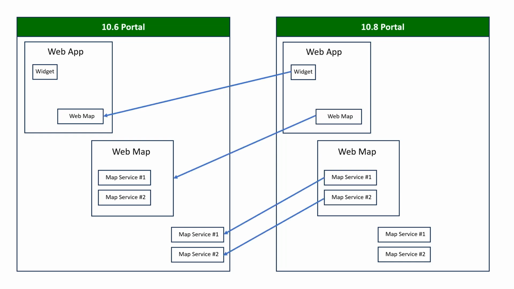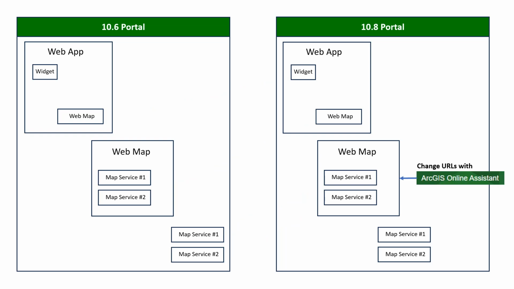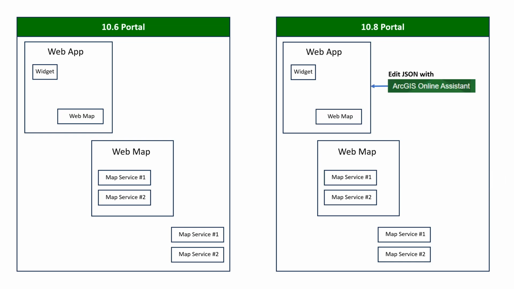The problem is that all of the map services in your web map and any widgets you have in your app are going to be pointing back to the old portal. And of course, that's not going to work. So what you're going to do is change the URLs on your web map to point to the new map services on the new portal. And then you're going to go and change the JSON in your web app to point to the new web map and the new services.